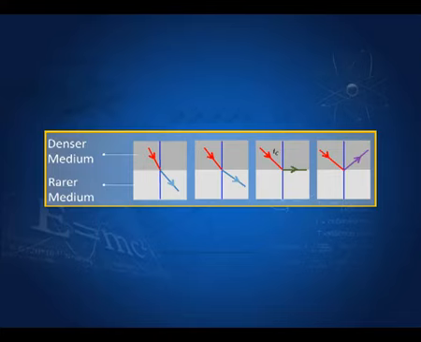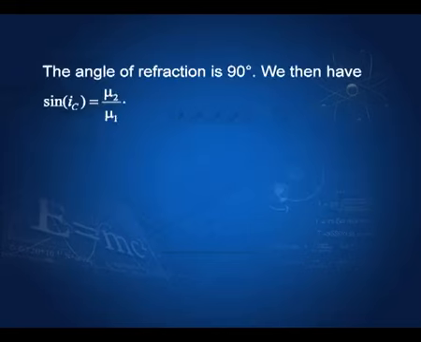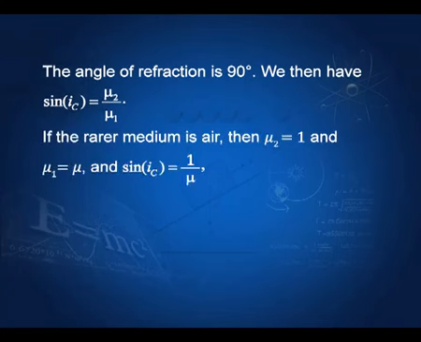If I increase the angle of incidence still further, then the light gets reflected in the same medium, it does not go to the other medium. Now, the angle of refraction is 90 degrees, therefore, we have sine of the critical angle is equal to mu 2 by mu 1 from Snell's law, and if mu 2 is air, then you have sine of i_c is equal to 1 by mu.